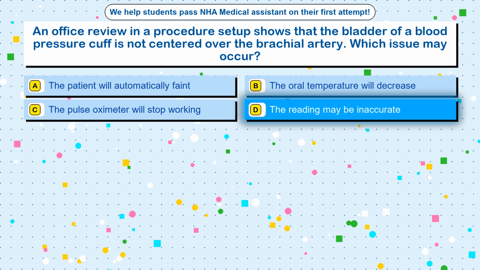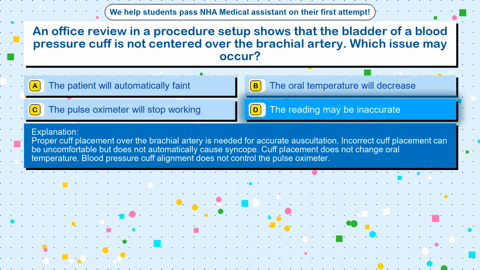The correct answer is option D. The reading may be inaccurate. Proper cuff placement over the brachial artery is needed for accurate auscultation. Incorrect cuff placement can be uncomfortable but does not automatically cause syncope. Cuff placement does not change oral temperature. Blood pressure cuff alignment does not control the pulse oximeter.